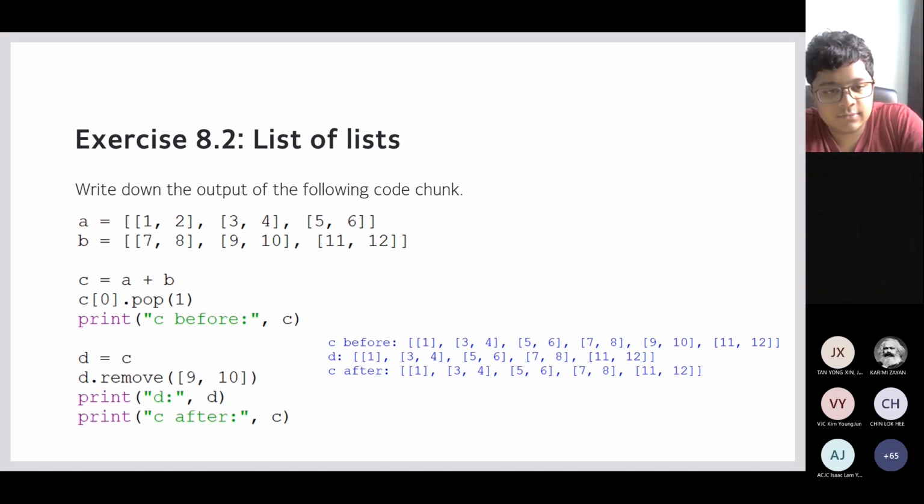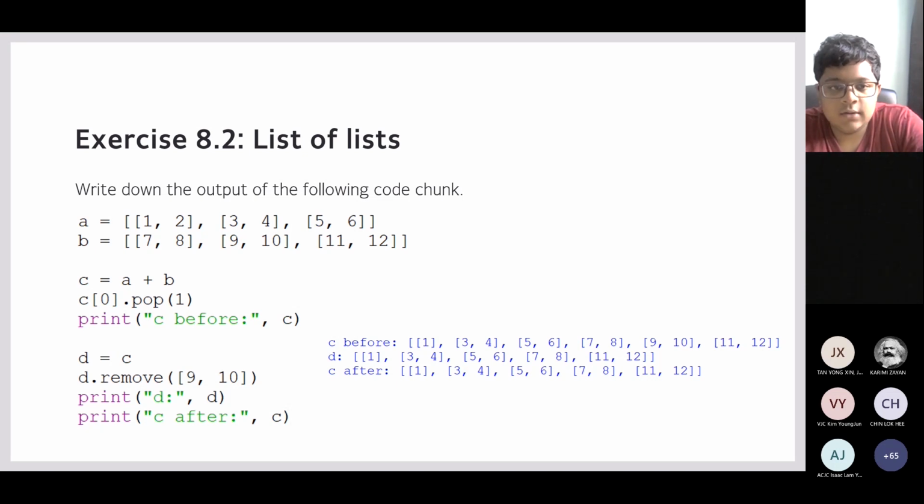So if I were to do C0.pop1, I'm essentially removing the second element of the first element, if that makes any sense. So I'm removing the 2 here, and that causes it to look like this. Then after that, when I do d.remove 910, this 910 gets removed. And what you'll notice here is that C's 910 also gets removed. And that's because you made a shallow copy.